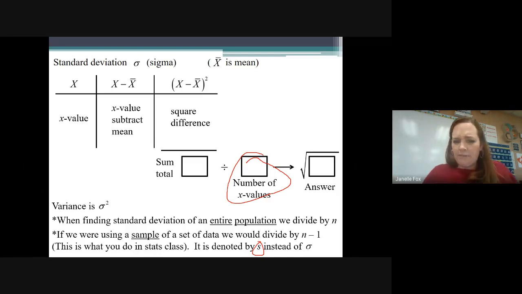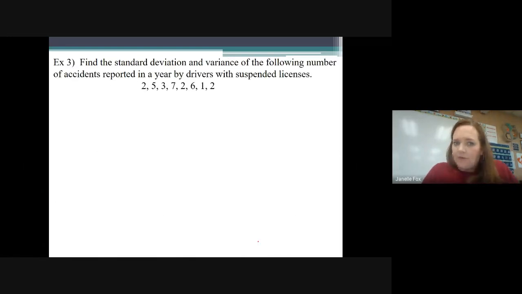So we're almost done with our notes. Let's go ahead and do an example of this, okay? We're going to consider the entire data set. We'll do a sample set in just a moment, but we're going to consider this the entire data set.